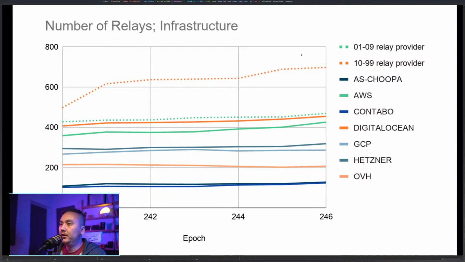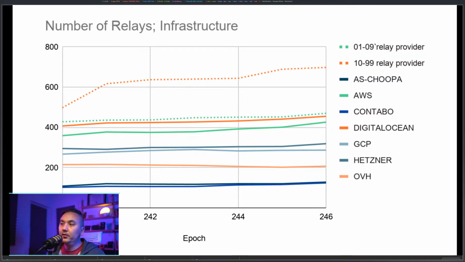So this first plot that I've done, on the horizontal axis we have epoch, epoch 240 through 246, right? 241, 242, 243, 244, 245, 246. And on the vertical axis we have the number of relays, right? And the different lines represent different infrastructure providers that people use to host their relays. This is the most simplistic way we can think about things. It's just a number of relays.